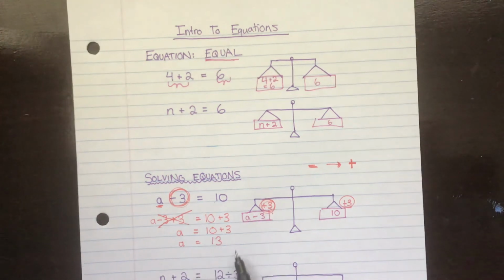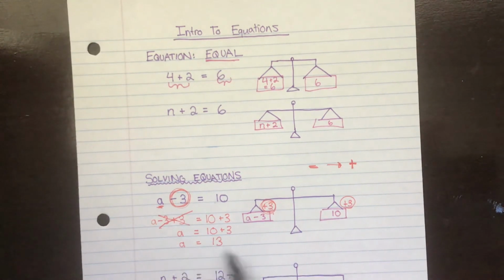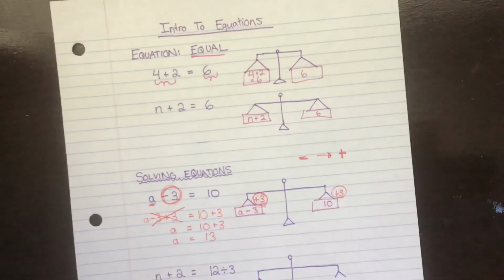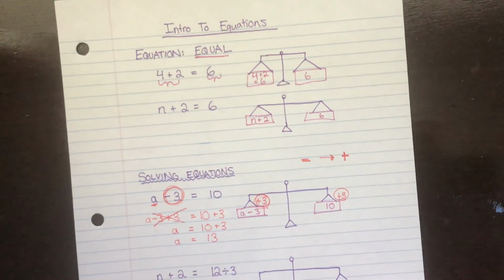I'm not adding anything extra to that side once I have the plus 3. So everything is still nice and balanced. So now this tells me that A is equal to 13. And therefore, we know what A is. We've solved the equation. Once we solve our equation, we also have to check.